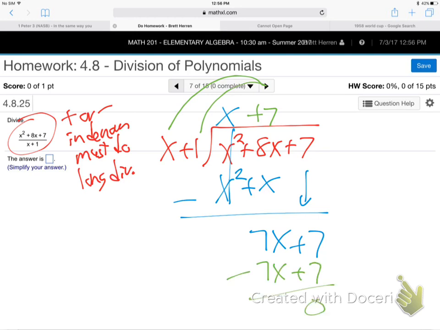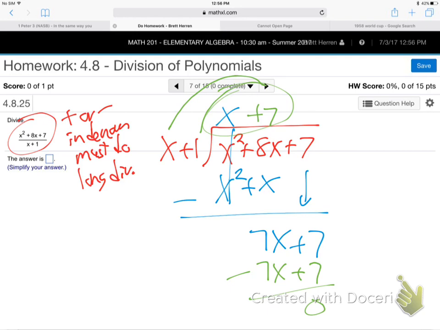7x plus 7, subtract 0. We're done. No remainder on this one. Goes in perfectly. What's the answer? It's the x plus 7 in the top. Is that good? Questions on that one?